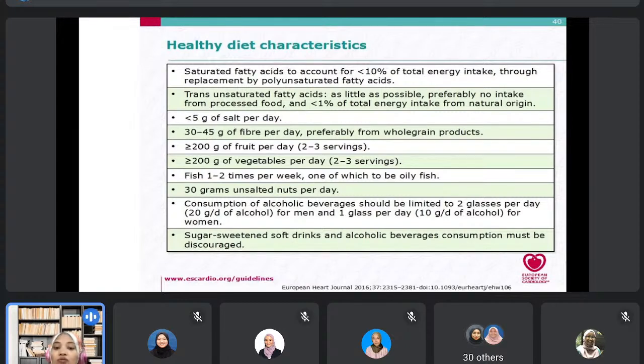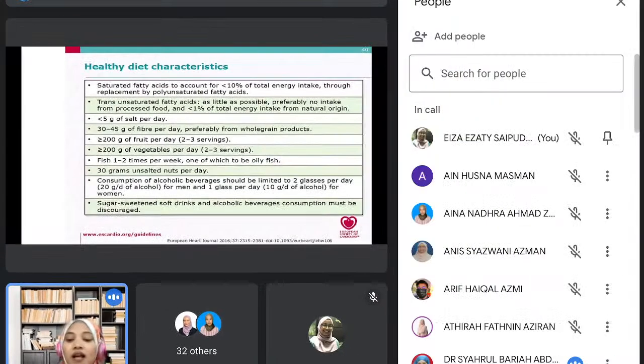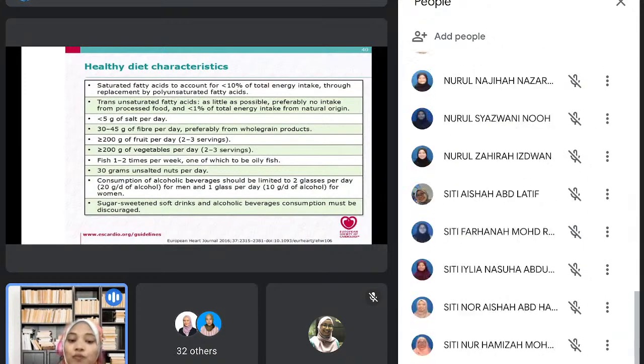Vegetables 2 to 3 servings daily, and then fish 1 to 2 times per week, especially the oily fish, and 30 grams also should be coming from the unsalted nuts every day, and the consumption of alcoholic beverages should be limited to not more than 2 glasses per day for men and 1 glass per day for women. So sugar sweetened soft drinks and alcoholic beverages should be discouraged.